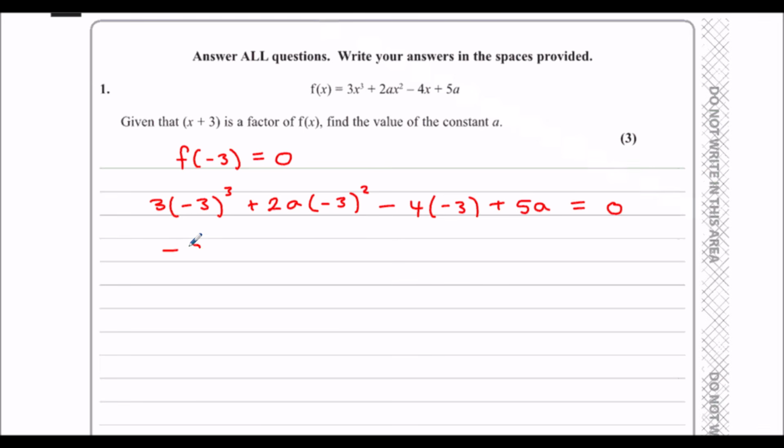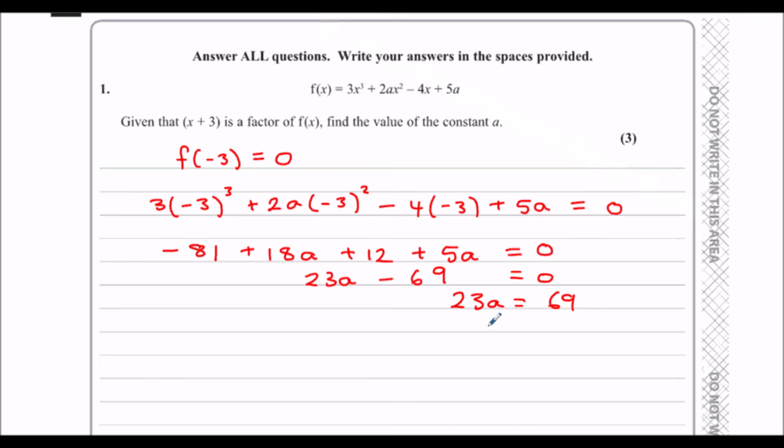Times 3 will be negative 81. And we've got negative 3 squared, which is 9, times 2a. So that's 18a. We've got negative 4 times negative 3, which is 12. And we've got a 5a, and that's equal to 0. So we've got 23 a's in total. And we've got 81 minus 12, which is 69. So negative 69. 12 minus 81 is negative 69. So add the 69 to both sides and divide by 23. So a is 3.